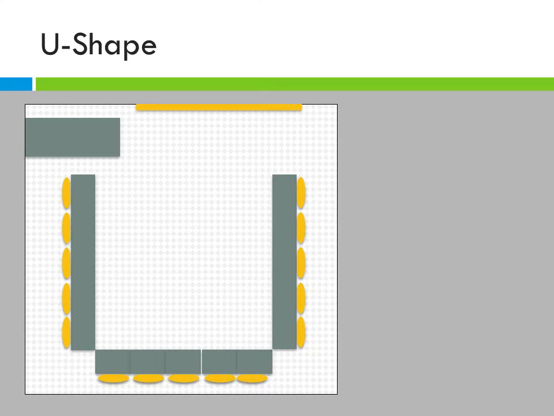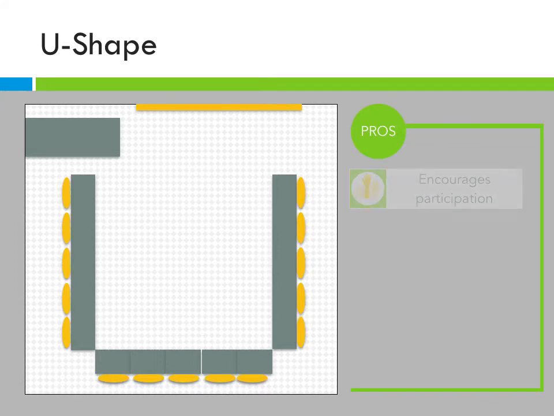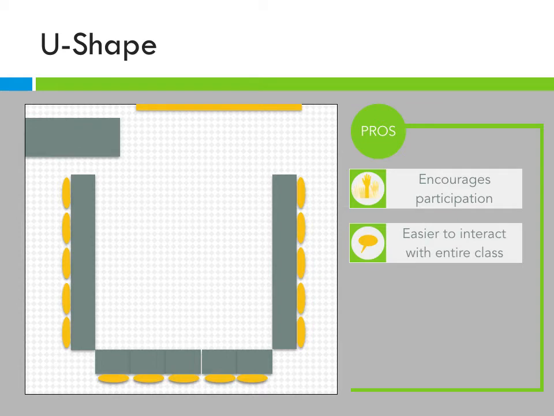With the U shape, there are many pros. Firstly, learners are able to see the front of the classroom and no one is hiding behind anyone else. So this encourages participation. It'll make them feel more part of the class and more likely to participate and to contribute. Because the teacher can easily see each learner, and all learners can see each other, they will be able to interact with the entire class.